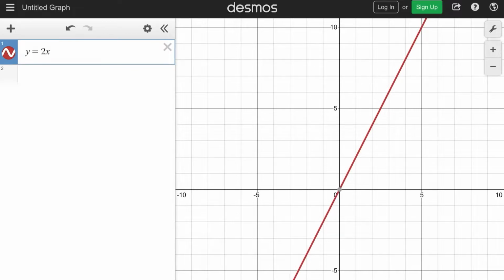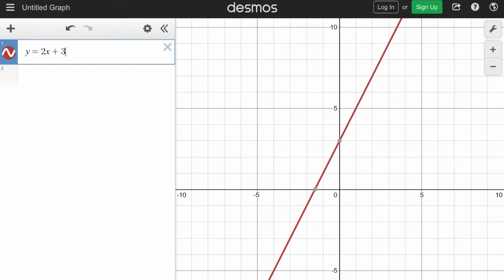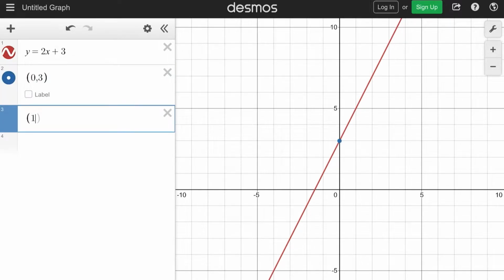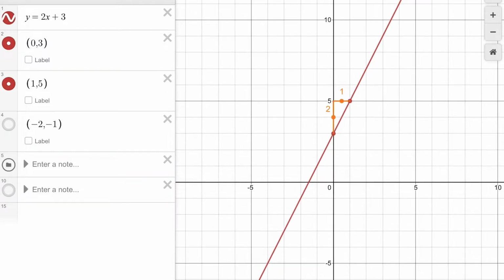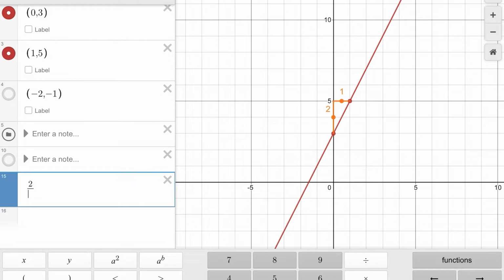So if I have an equation that says y equals 2x plus 3, for example, and if you take a look at what's going on here, if I were to show you a couple of points on here, we have the point (0, 3) and also the point (1, 5). If I were to draw the rise and the run, you'll see that it went up by 2 and over by 1, right? So if I divide this 2 by 1, I would end up getting a slope of 2, right?